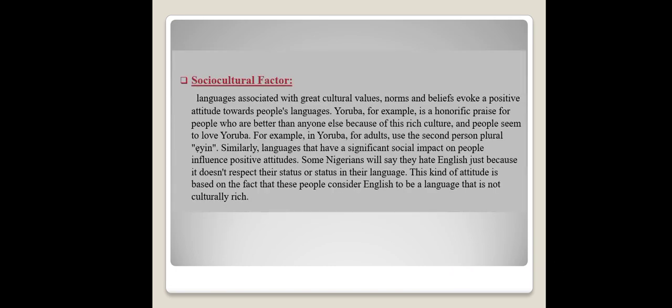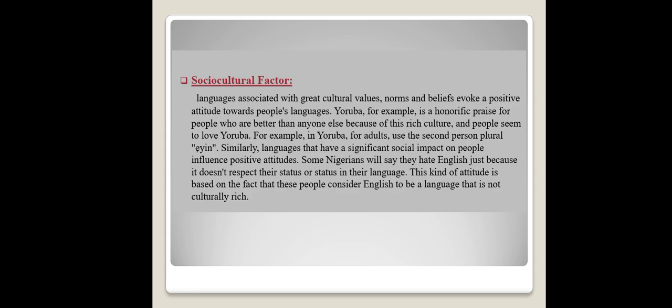Here we have the sociocultural factor. Language is associated with great cultural values, norms, and beliefs, which evoke a positive attitude towards the people's language. Yoruba, for example, has honorific praise for people who are better than anyone else because of this rich culture, and people seem to love Yoruba. For example, in Yoruba, adults are addressed with the second person plural, eyin.